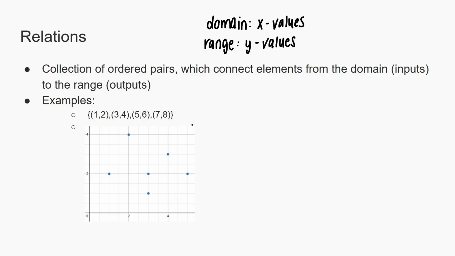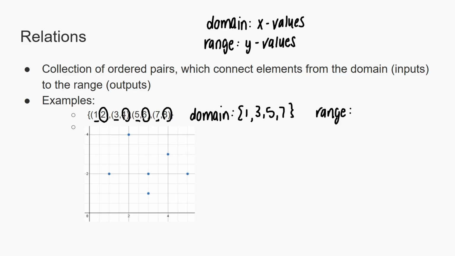So, the domain is going to be the x-values. The domain for this is going to be 1, 3, 5, and 7. So basically, what are you putting into the relation to get your output? And the range, aka your output, is going to be the resulting number. The range is going to be 2, 4, 6, 8.